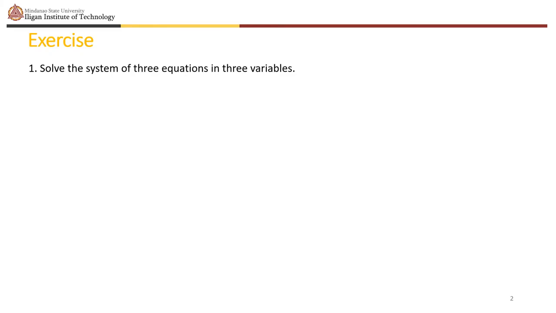The first number is to solve the system of three equations in three variables given by x plus y plus z is equal to 2, y minus 3z is equal to 1, 2x plus y plus 5z is equal to 0. It was posted that there is no solution for this set of three equations.